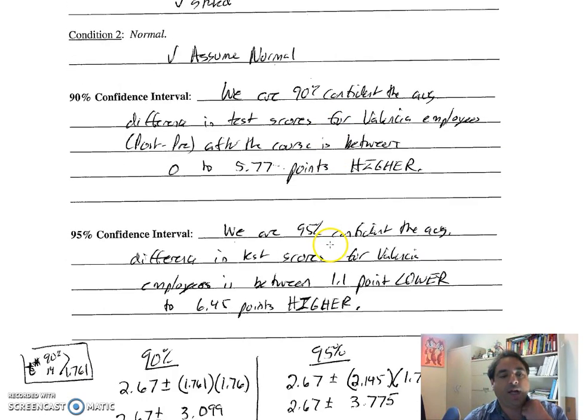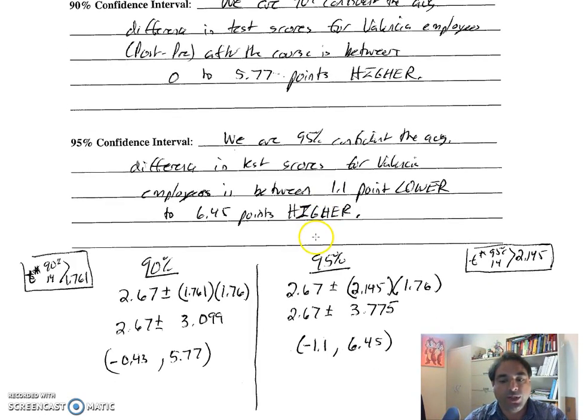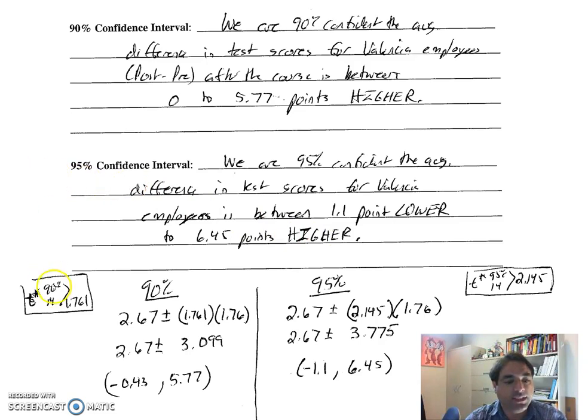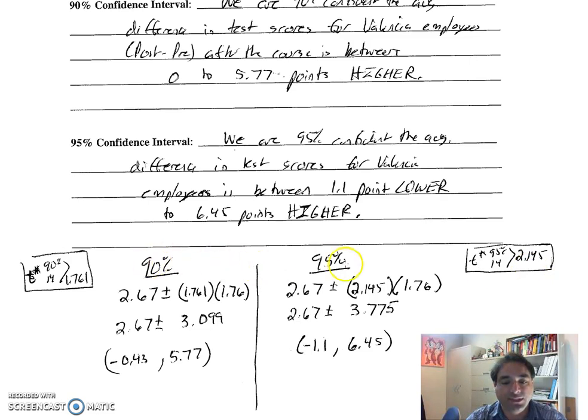So when we do our confidence interval, we're going to go ahead and do both. At the 90%, the only difference is our t-star. So if you go to the table, which we've done before, look up 90% and 14, you get 1.761. And we already looked up 95% and 14, which gives us 2.145. That's the difference for the intervals. So at 90%, we get negative 0.043 to 5.77. And at 95%, we get negative 1.1 to 6.45.